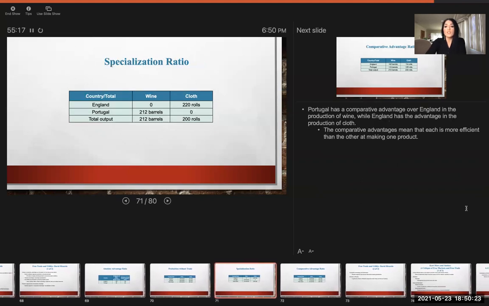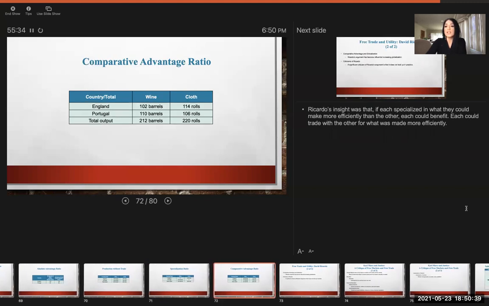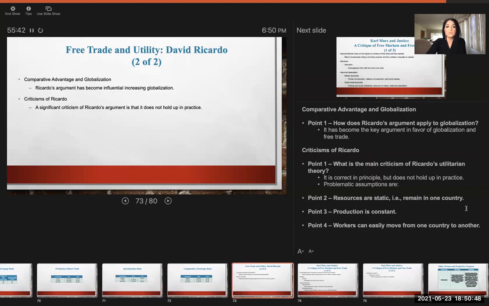Now, the specialization ratio being that Portugal has a comparative advantage over England in the production of wine, while England has the advantage of production of cloth. The comparative advantage means that each is more efficient than the other at making one product. Now, the comparative advantage ratio, we look at the insight that if each were specialized, it could make goods more efficiently and others would benefit. Each would trade with the other to make it much more efficient.